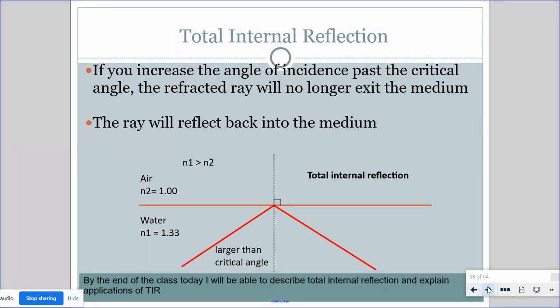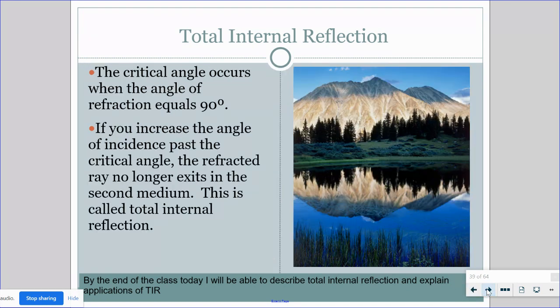So when it hits the critical angle, the refracted angle is 90 degrees and refraction doesn't happen anymore. No light ray comes through. It gets trapped inside whatever you're reflecting the light through, whatever the medium is. Okay, so if it's larger than the critical angle, all the light gets reflected back into the surface. This is what we call total internal reflection.